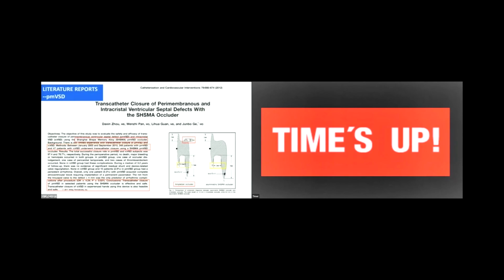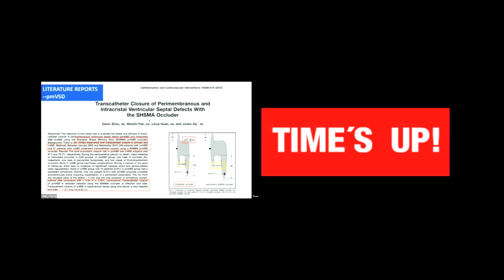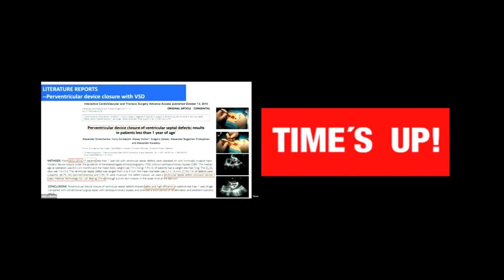So there was a lot of literature from the Chinese population on transcatheter closure of perimembranous and intracristal VSD with the zero rim VSD occluders. They concluded that in selected patients we can use this type of device, and in experienced hands, the zero rim is particularly helpful in patients with no separation from the aortic leaflets.